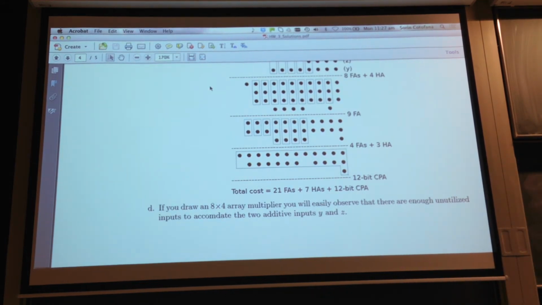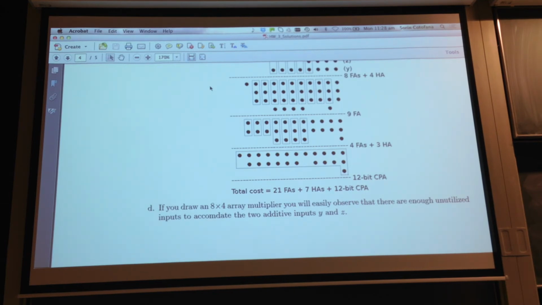Now if you look at the array multiplier, you will see that there are inputs which are not utilized. There are inputs which we don't really use. Because of those inputs, you can connect the additive values, which are Y and Z, to the array multiplier and have them added. You just draw an array multiplier and then you see there are some inputs in the array multiplier which you do not use. And there you can attach X, Y, and Z.